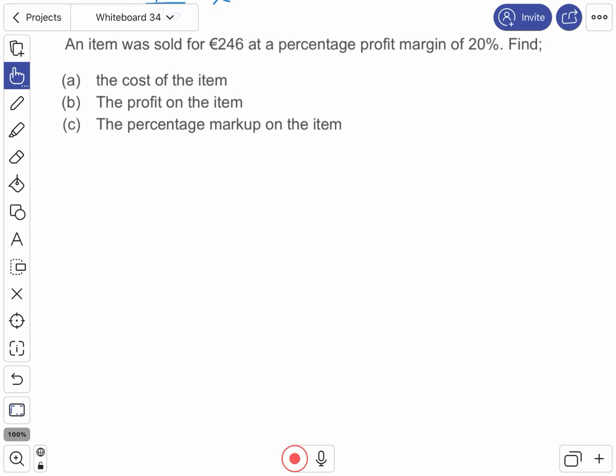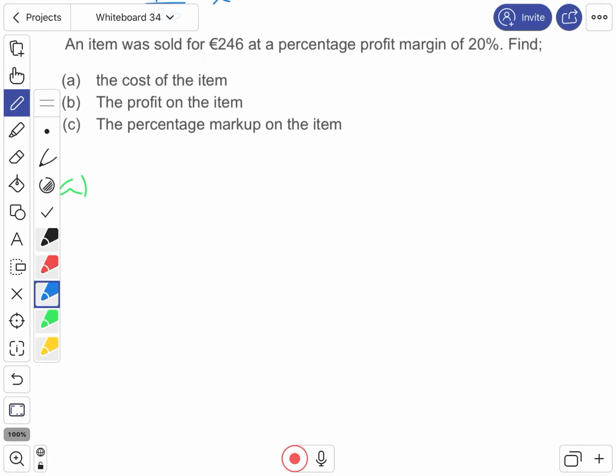So here we have that an item was sold for 246, that's what it was sold for, at a percentage profit margin. So I know my margin is 20%. So if I'm selling something and it's at 20% that I'm getting the profit on, then what I'm going to write for A is how do I find the cost of the item?